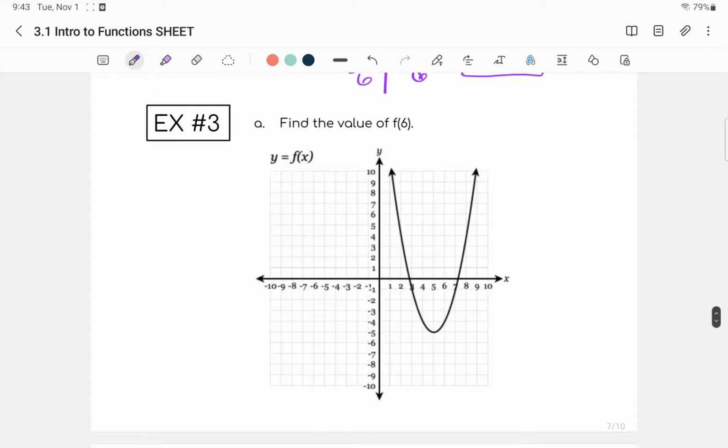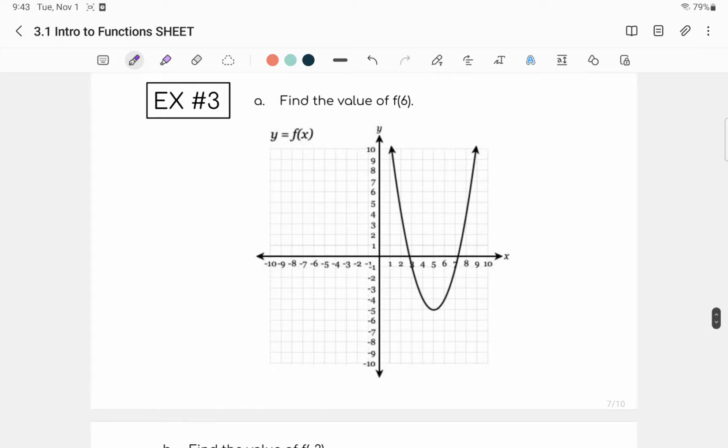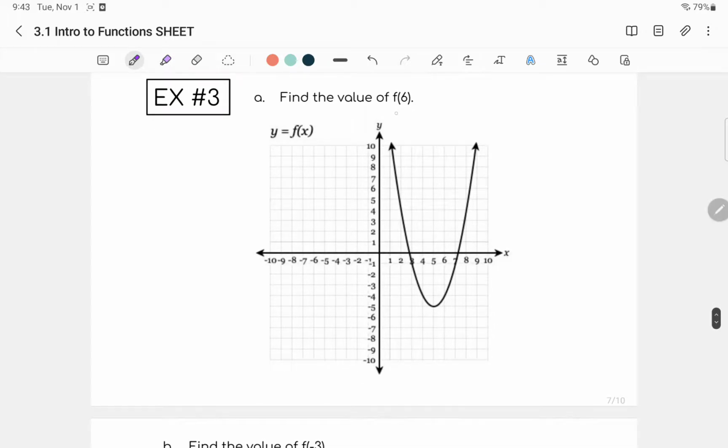So now with example number 3, we're done with equations for right now. We're just looking at graphs. So find the value of f of 6. And it's giving us a little hint that y is equal to f of x. So we're going to find the value of f of 6. This is telling us that x is 6. If x is 6, we need to find what y is.